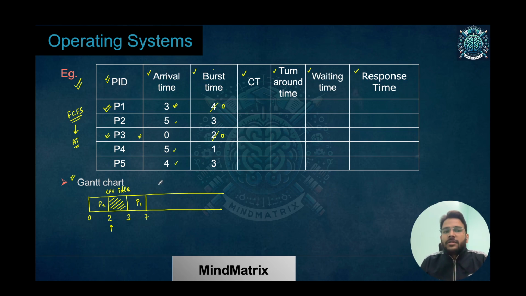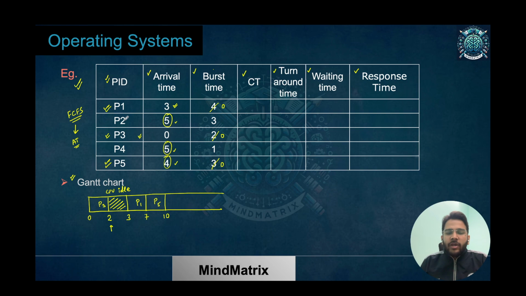Now at 7 units of time, P2 has arrived, P4 has arrived, P5 has arrived. All the remaining 3 processes are present in the ready queue. Now which process to schedule first? If you compare the arrival times of these 3 processes, that is 5, 5 and 4, obviously P5 will be executing first. So we are going to execute P5 for 3 units of time. So 7 plus 3, 10. P5 has also completed its execution.